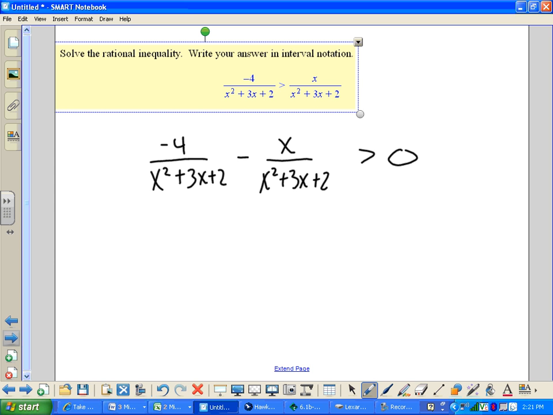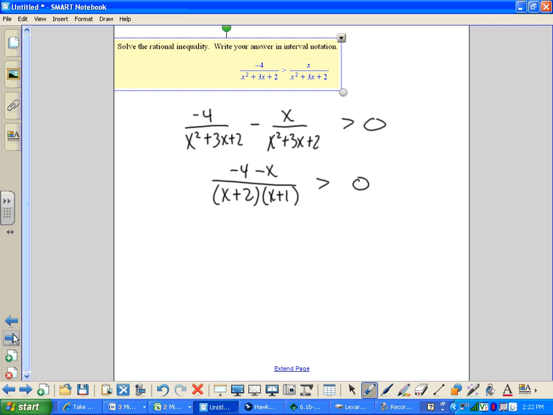So we'll say all that greater than 0. Now notice I could factor that, and it would be a common denominator. That would just be x plus 2 times x plus 1. And then on the top here, this is going to give me -4 minus x. Okay, so we're going to have a lot more critical points this time. It's going to be a little bit more time consuming here.